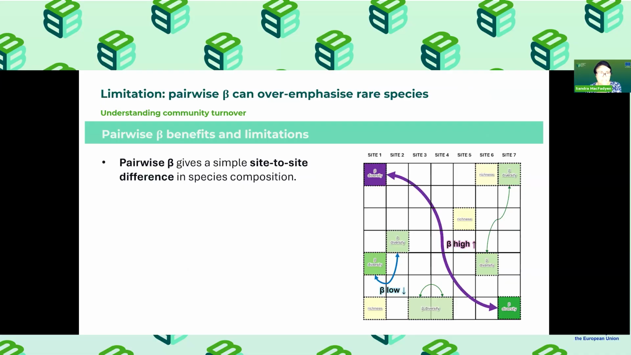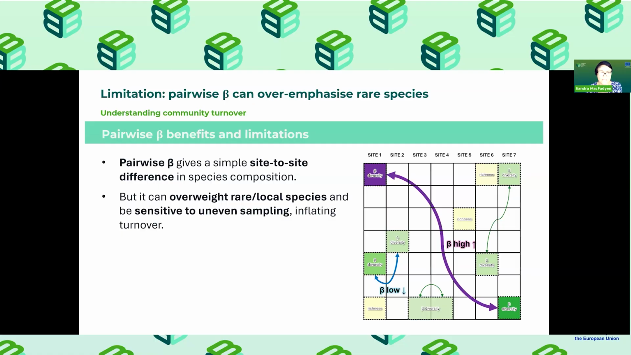But as I mentioned before, this only gives you a pairwise estimate of turnover. So it's a simple site-to-site difference. It looks at each site, compares it to each other site, and then averages that. So you're only getting that turnover, and that can make rare or local species outweigh the sensitivity to diversity. And uneven sampling really does inflate this problem even more. So you would have large turnover when it's just rare species that are localized in one or two sites.